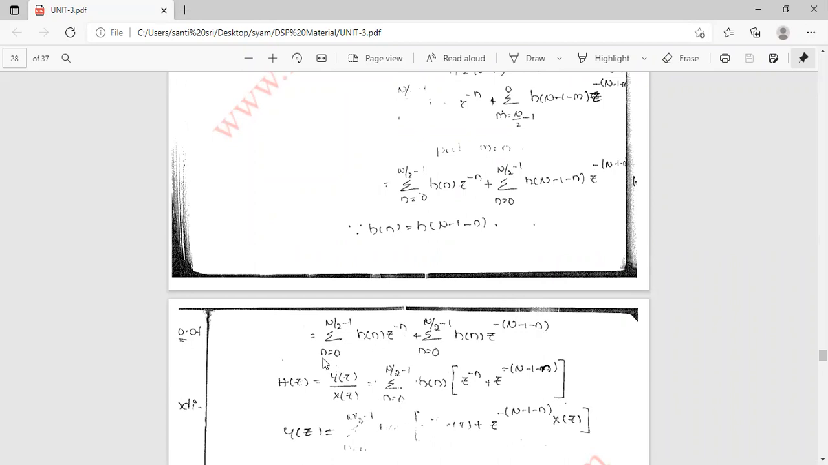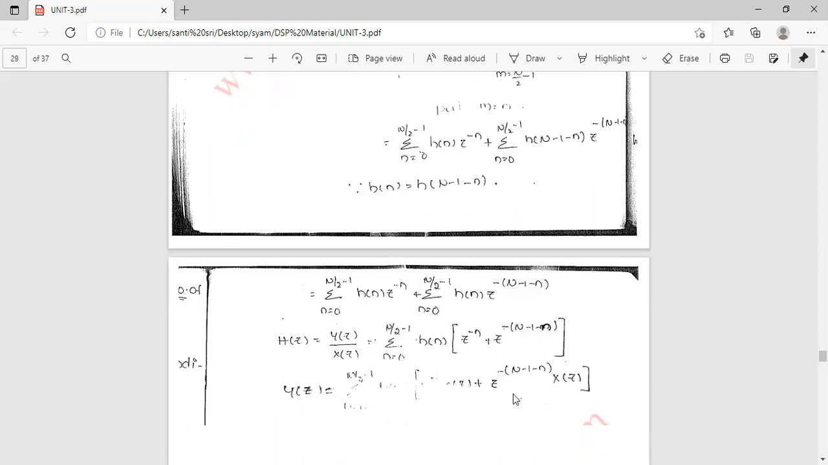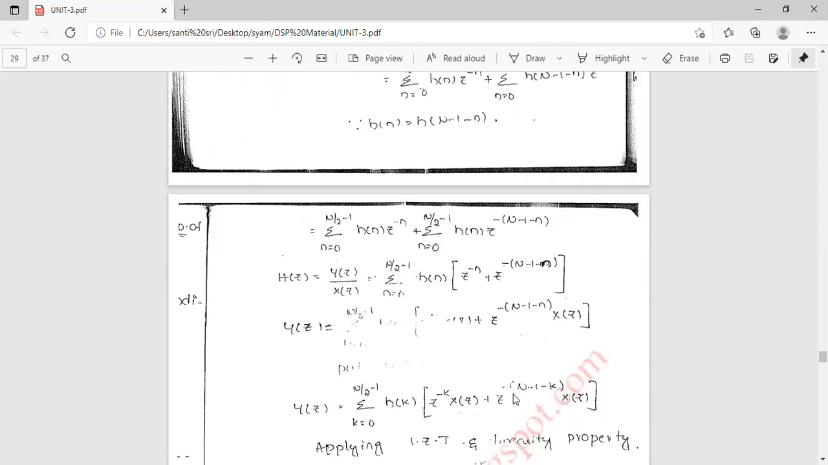So H of z is equal to Y of z by X of z, that is sigma n equal to 0 to N by 2 minus 1 h of n is common into z power minus n plus z power minus of N minus 1 minus n. Okay. So this will be Y of z equal to X of z into this entire expression. So put n equal to k: sigma k equal to 0 to N by 2 minus 1 h of k into z power minus k plus z power minus N minus 1 minus k into X of z.